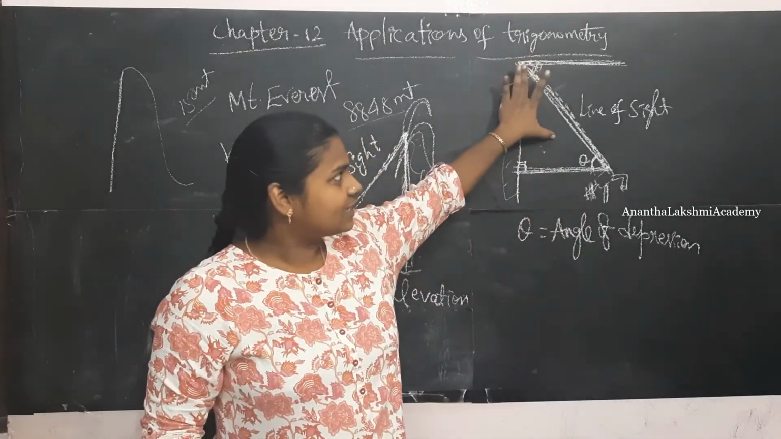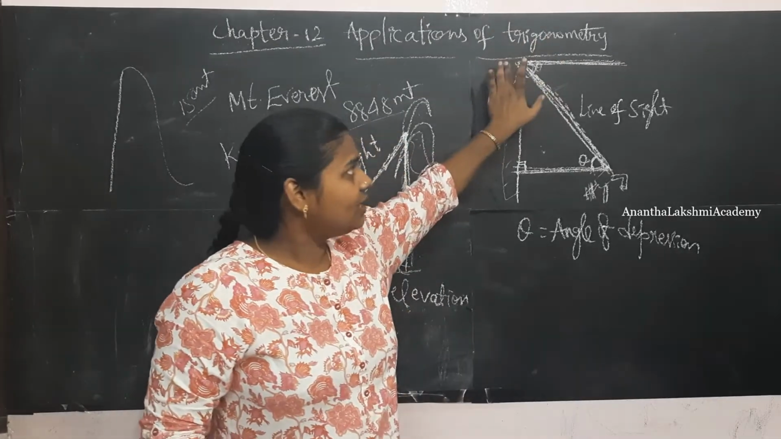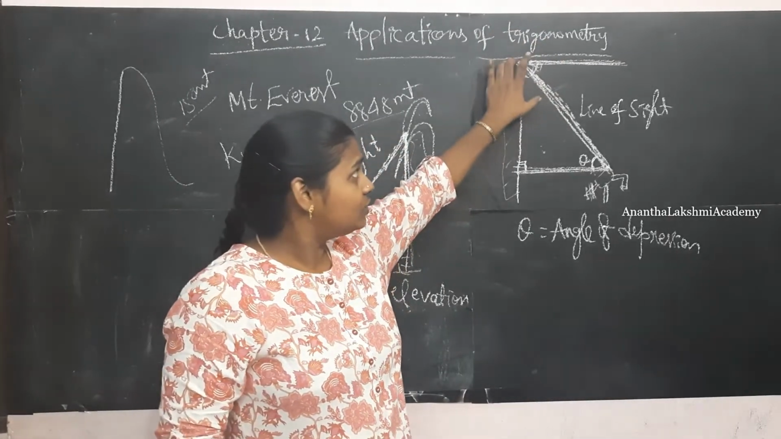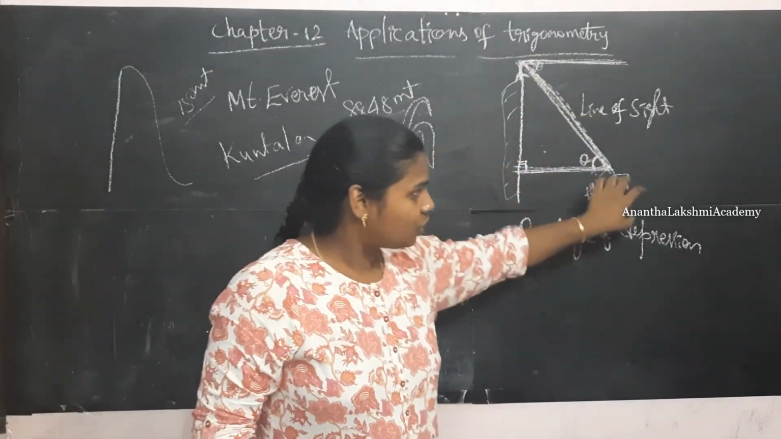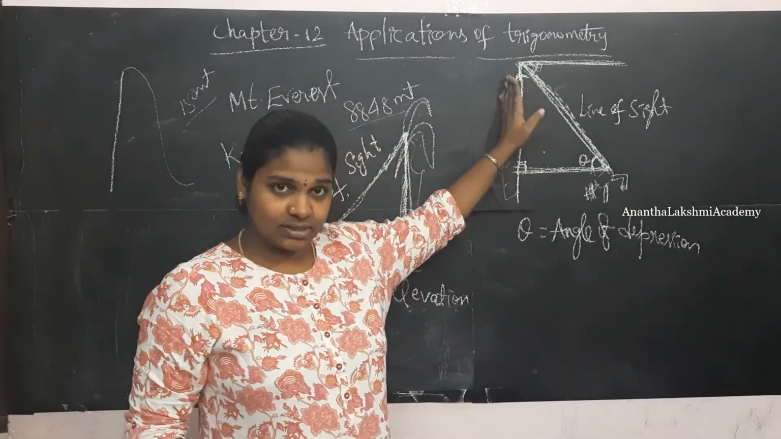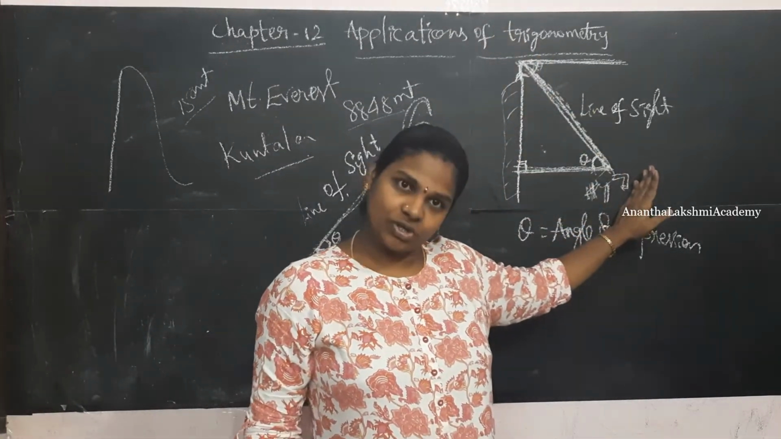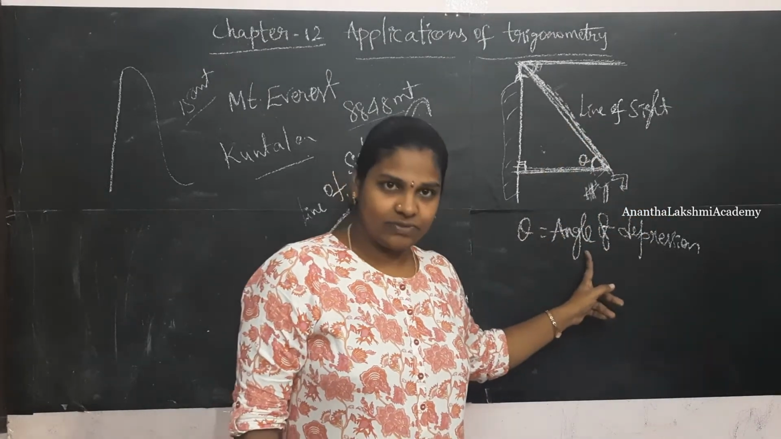Angle of depression is nothing but the angle made with the horizontal line when a person or an object looks from a height to a shorter object, which is down comparatively. From a taller object, when you are looking at a shorter object, then that is the angle of depression.